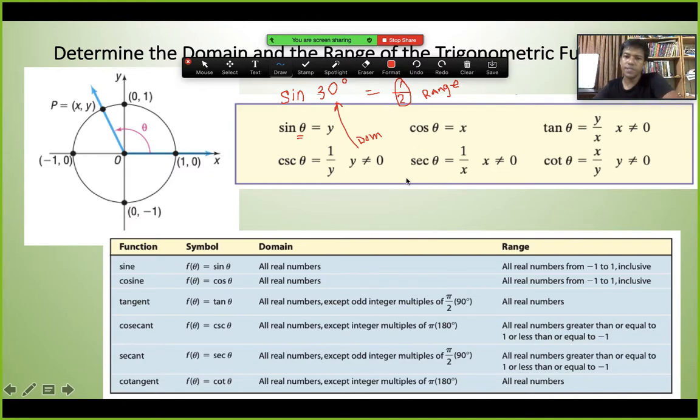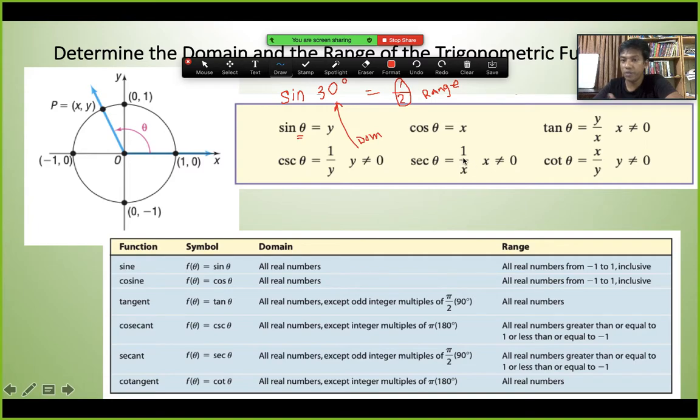Now you can see that, due to the difference in their placement, tan theta equals sine theta divided by cos theta, cot theta equals cos theta divided by sine theta. And even if you look at cosec theta, it is basically 1 divided by sine theta. Sine theta means y here. So again, y cannot be 0. The value of sine theta should not be 0 here.